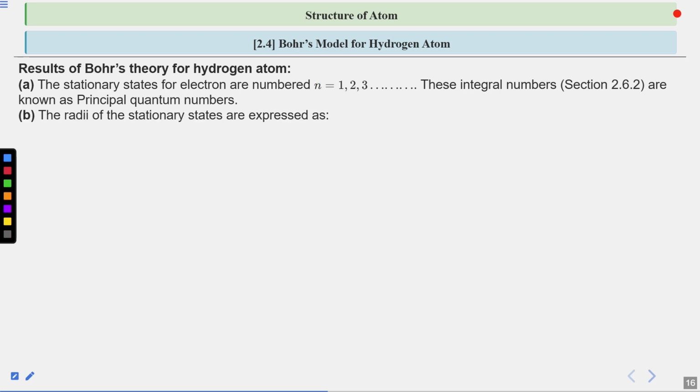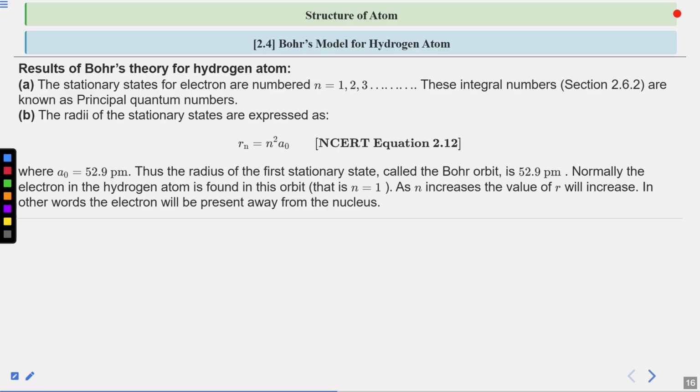Now, using those postulates and some calculation, he derived the radii of the stationary states, of every stationary state. For n equals 1, he has a different radius. For n equals 2, a different radius. For n equals 3, a different radius. In general, we can write it as rn equals n square a naught, where n is this one. So if you are considering the radius of the first orbit, just put n as 1 and use it to calculate the radius of that orbit.